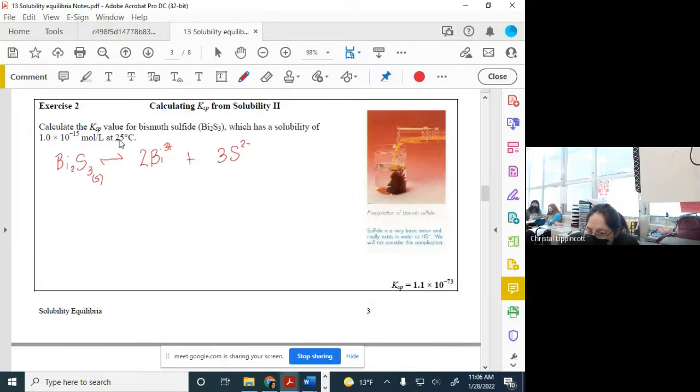To be able to figure this out, we have to do 2 times, because there's 2 of them, times this solubility here, which is 1 times 10 to the negative 15. And here I need 3 times 1 times 10 to the negative 15.